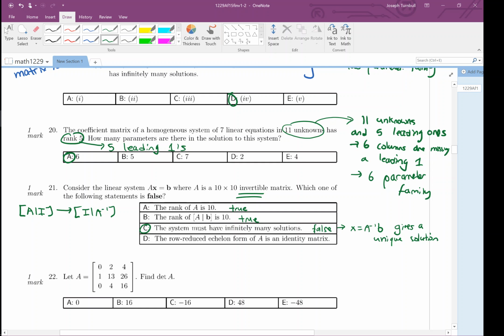And then for fun, D, row reduced echelon form of A is identity matrix. Well, I use that to infer that A is correct. Since A is invertible, you can put it into this A bar identity and then row reduce it to identity bar A inverse, and that means that the A has to be able to row reduce to the identity. So D is true. Okay.